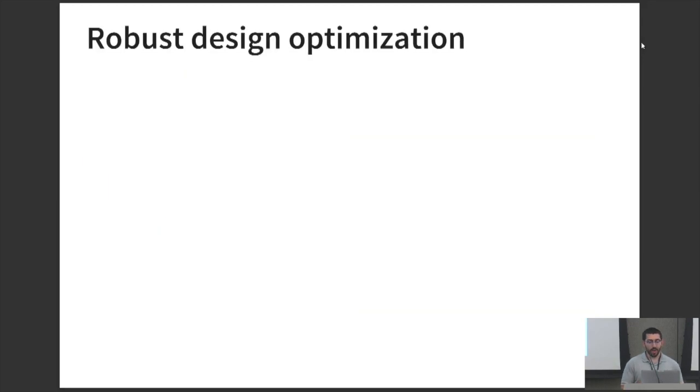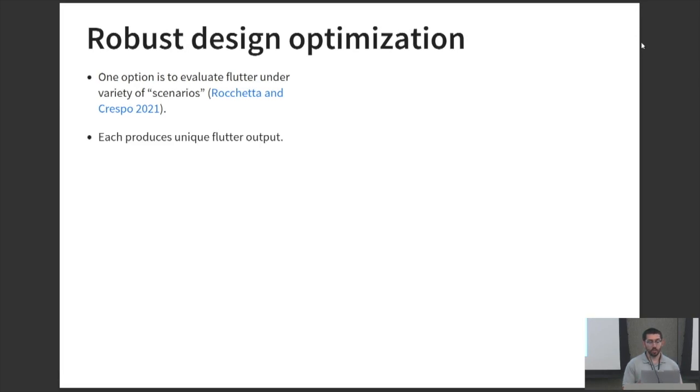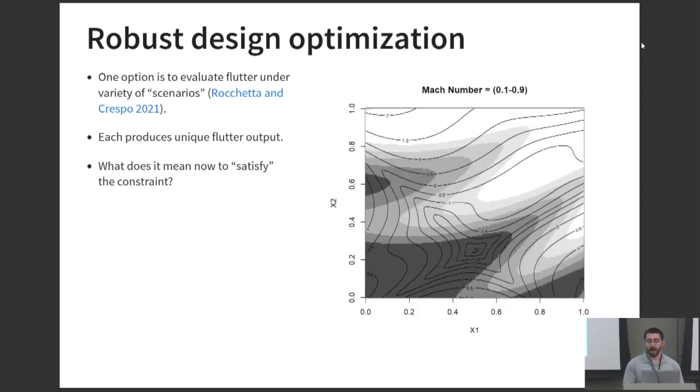Okay, and so now what's this idea of robust design optimization? This is the new stuff, quote unquote. So rather than just evaluating for one scenario, which would be something called a nominal design, I want to evaluate flutter under a variety of different scenarios. Each different scenario, each Mach number and structural damping coefficient, is going to give me a unique flutter output. So now the question is, what does it mean to satisfy the constraint? It's now not just a binary thing. Now it's this kind of gradient. There are gradations of feasibility.